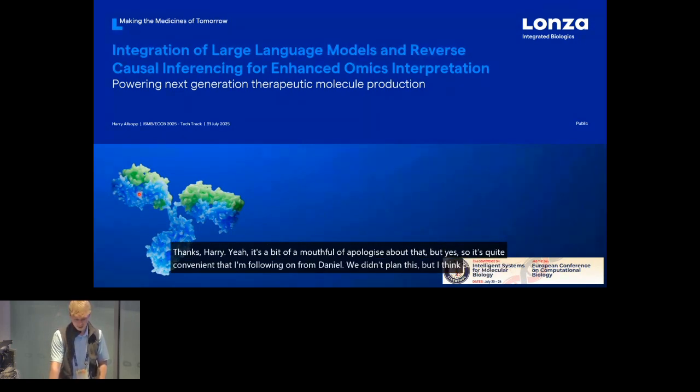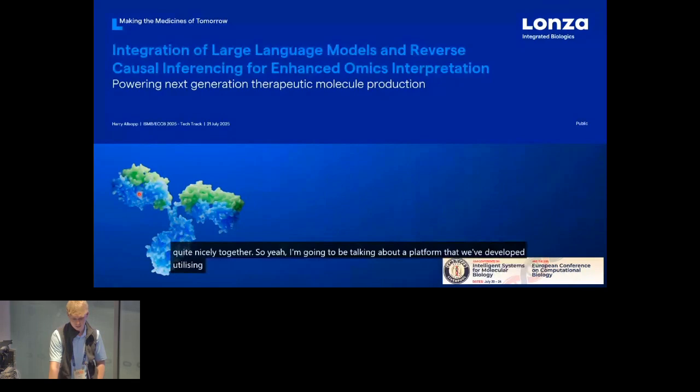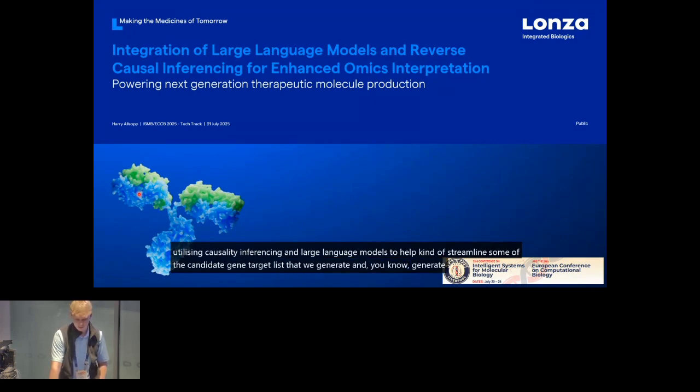So yeah, I'm going to be talking about a platform that we've developed utilizing causality inferencing and large language models to help streamline some of the candidate gene target lists that we generate and generate some actionable next steps for us to take into the lab.